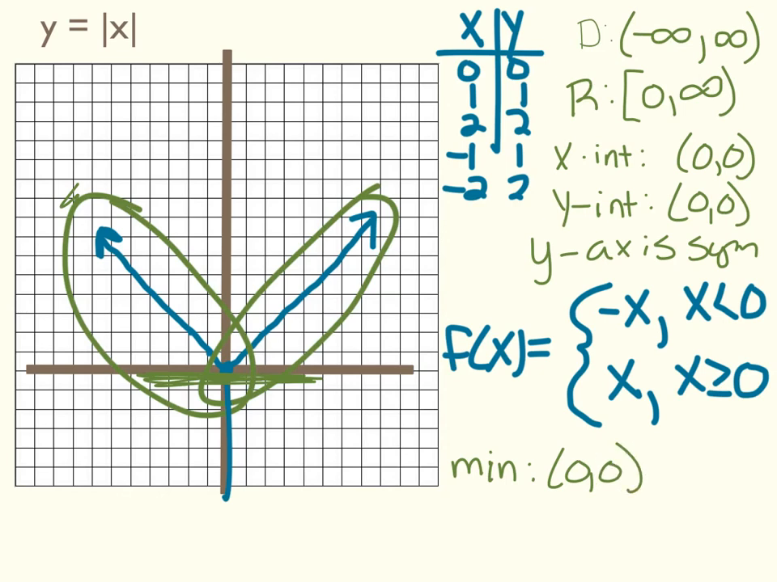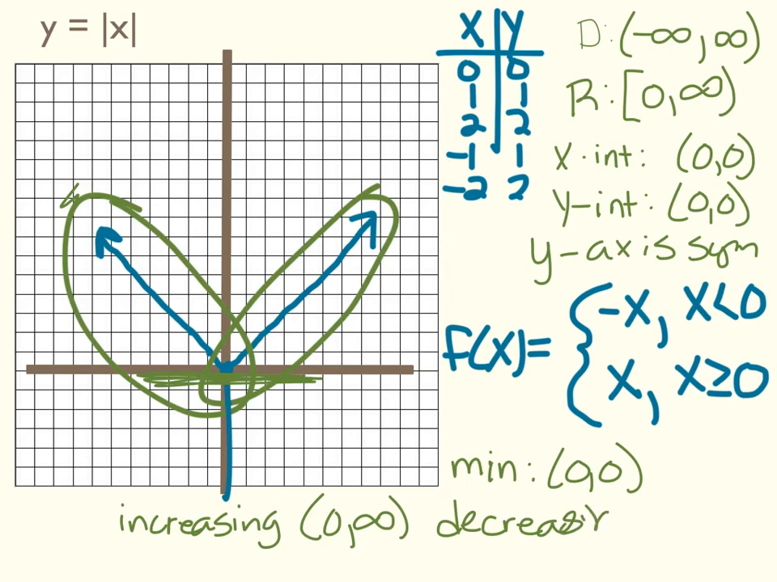It's increasing from 0 to infinity. And remember, we don't put hard brackets on our increasing or our decreasing. And it is decreasing from negative infinity until we get to 0.